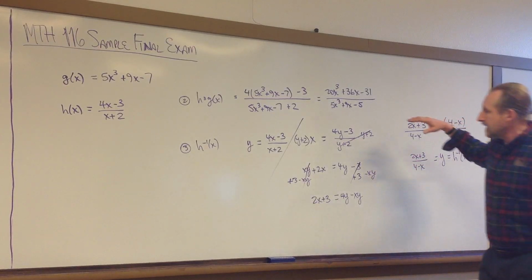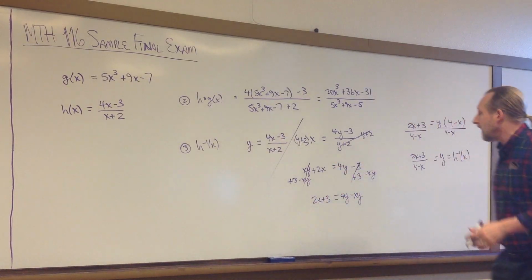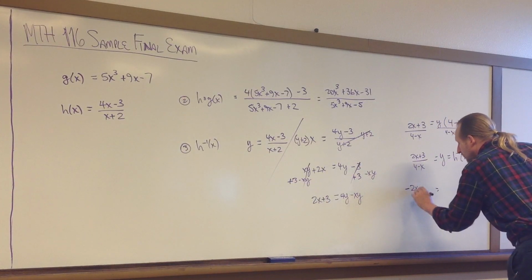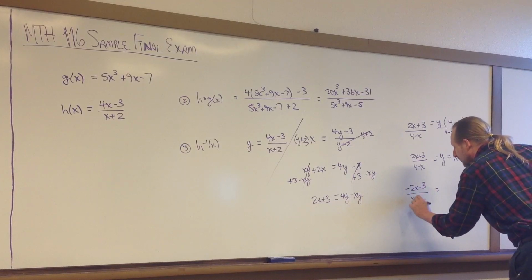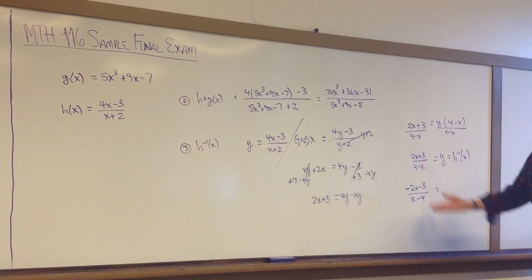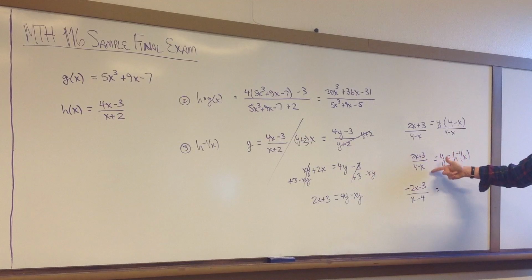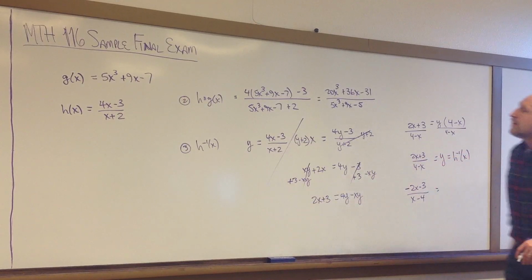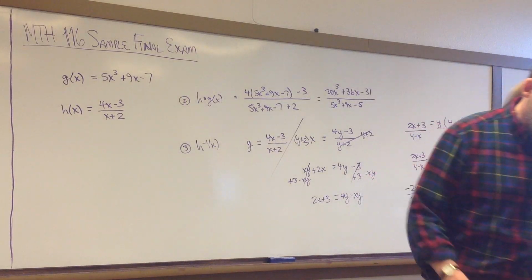Now, if you collect things on the opposite sides from what I did, then you would end up with another expression which is also correct, negative 2x minus 3 over x minus 4. It's the same fraction, it's just been multiplied by negative 1 over negative 1. So this is correct, and this is correct as well. All right, so that's problem 3.